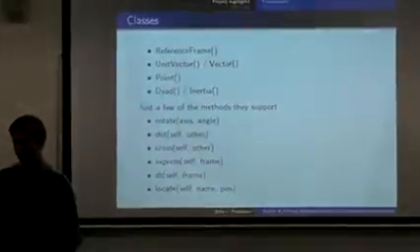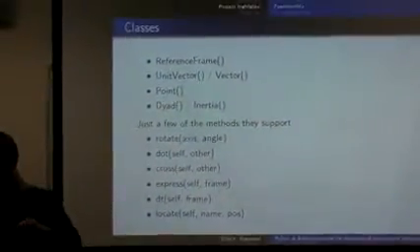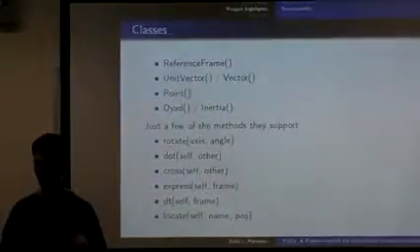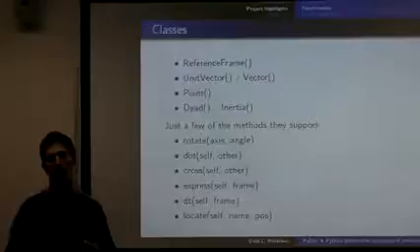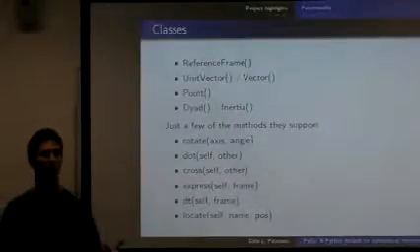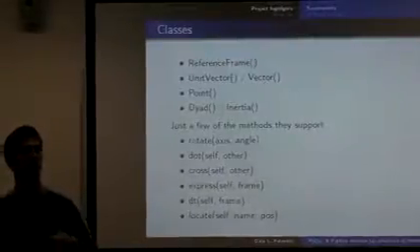The core classes are the reference frame class, the unit vector class, the vector class, point, dyad, and inertia. And just a few of the methods they support. Rotate is a method of the reference frame class. So when you start out with your Newtonian reference frame, you can create a new reference frame by rotating it relative to that one.